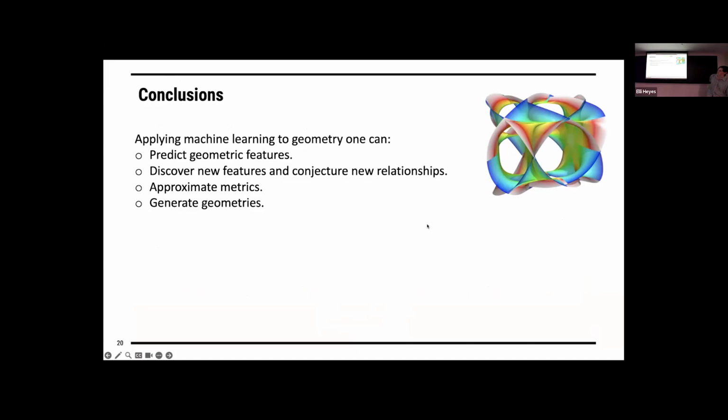Okay, so just some concluding remarks. We've seen machine learning can be used to predict geometric features, including topological invariants. It can also be used to come up with new features and conjecture new relationships between features. It can also be used to approximate metrics for which there is no known exact solution, and it can also be used to generate geometries with specific features.